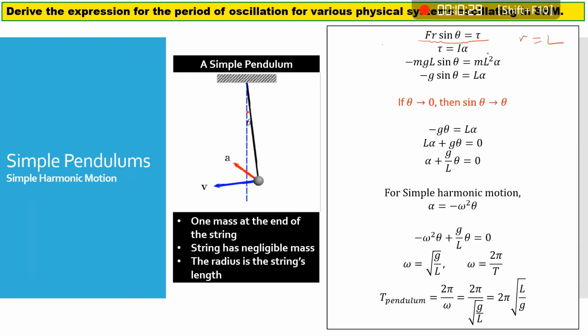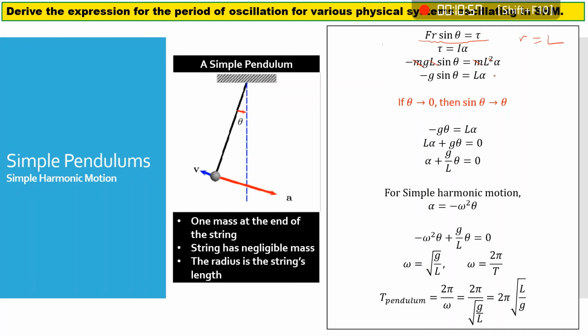So I've got our moment of inertia, which is m l squared for having all of our mass at the end of that length, times our angular acceleration. So I'm going to divide both sides by the mass, and I've got 1 L on both sides as well, so I can get rid of 1 L. I end up with negative g sine theta equals L alpha.